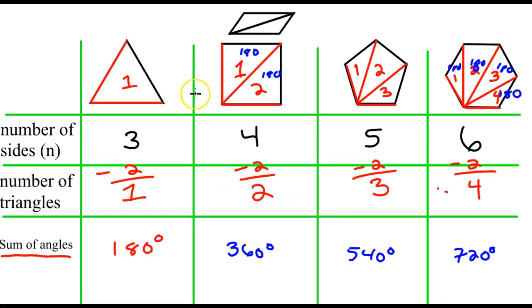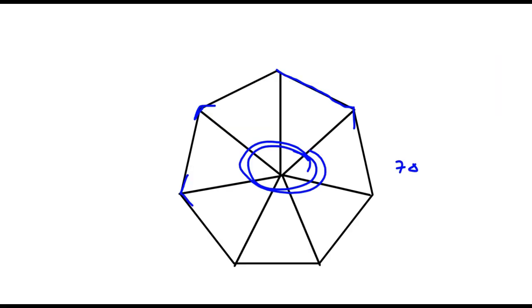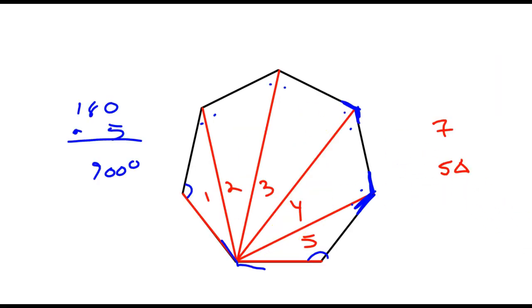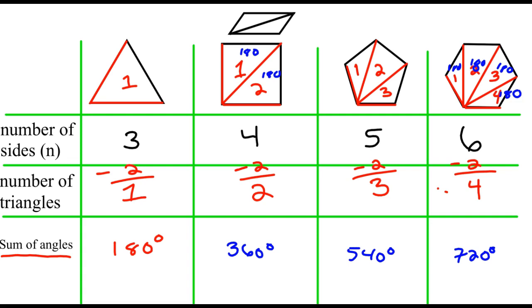Going back to that chart. So this was a regular triangle. This was a regular quadrilateral, also known as a square. This was a regular pentagon. This was a regular hexagon. And then later on we drew a regular heptagon. But they don't have to be regular for this equation to work.